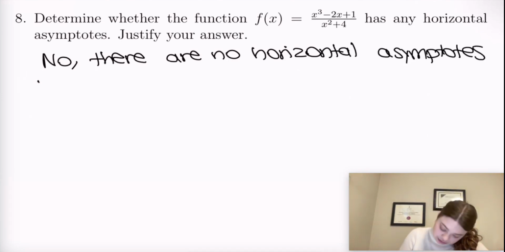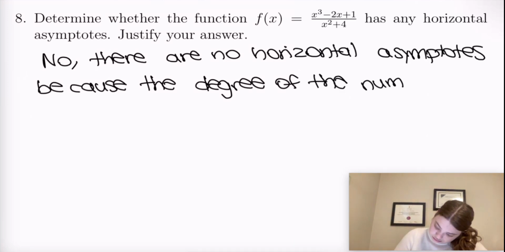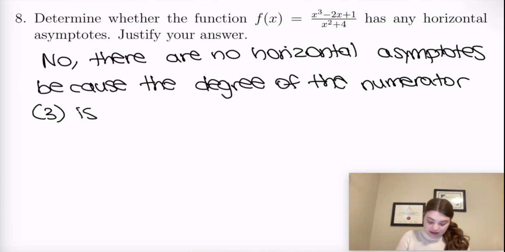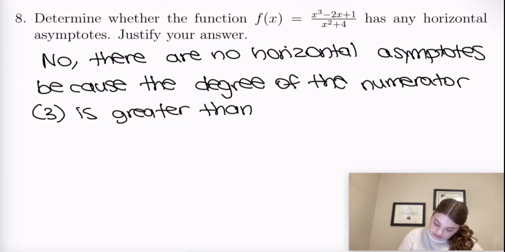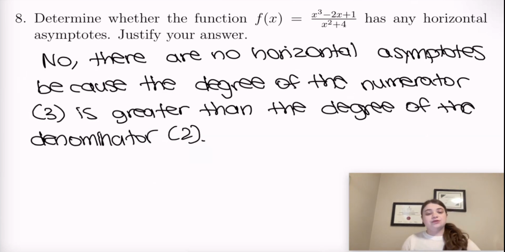And why not? Because the degree of the numerator, which is 3, is greater than the degree of the denominator, which is 2. And so there we go.